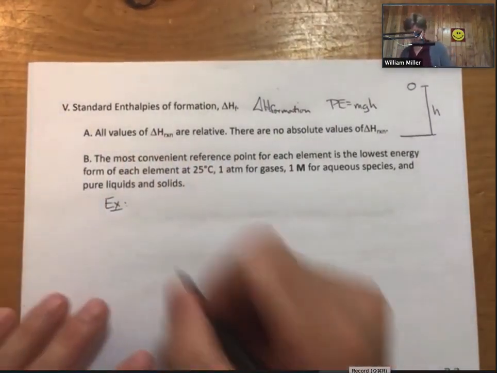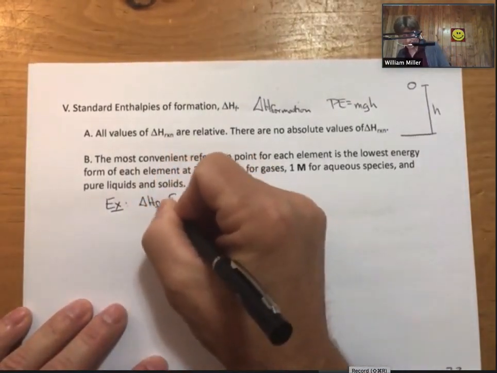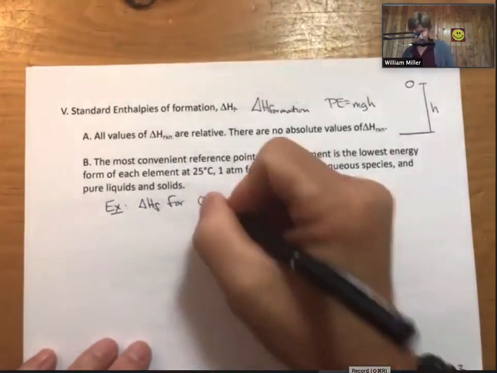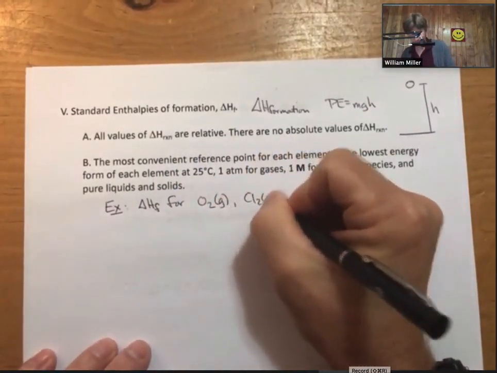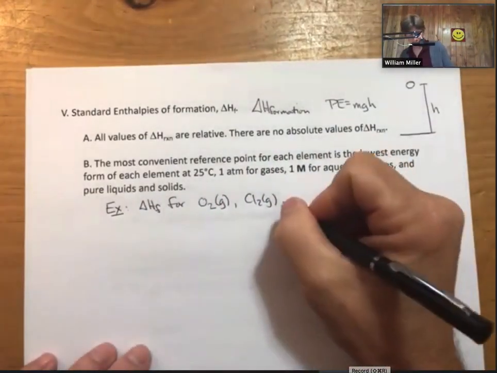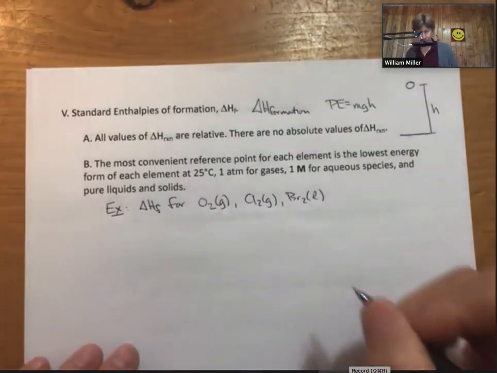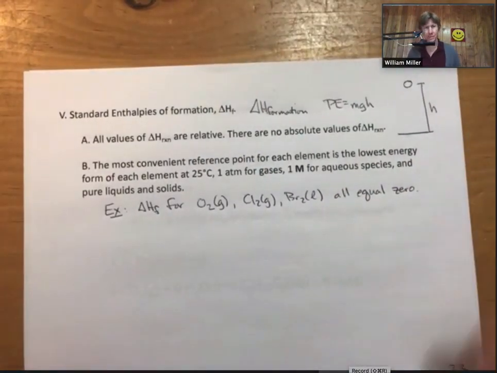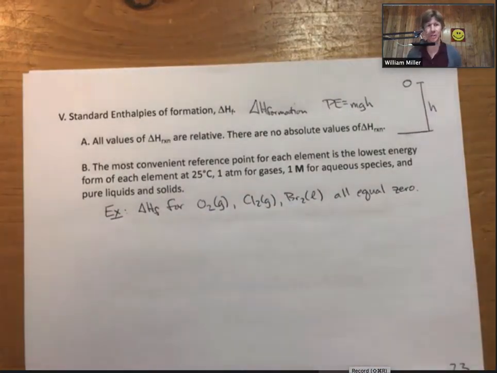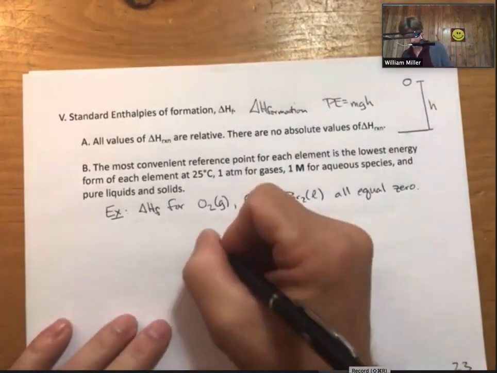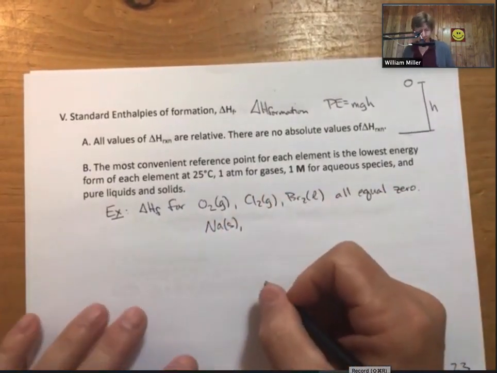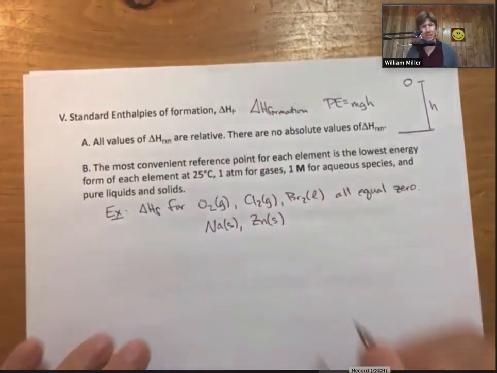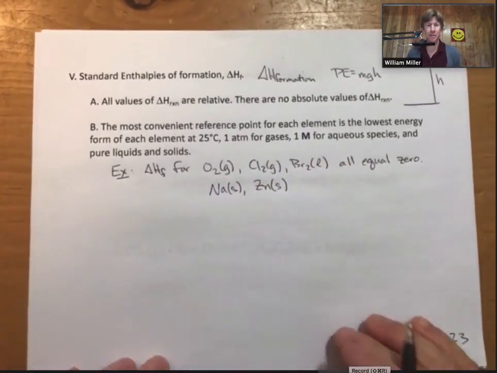Well, it means that the delta H of formation for oxygen gas, chlorine gas, bromine liquid, all equal zero. And that's by definition, meaning they don't have zero potential energy, but we are using that as the floor or the zero point for each of these elements. We could say the same thing for Na solid, zinc solid. Most elements are solids on the periodic table, so most of them go like that.